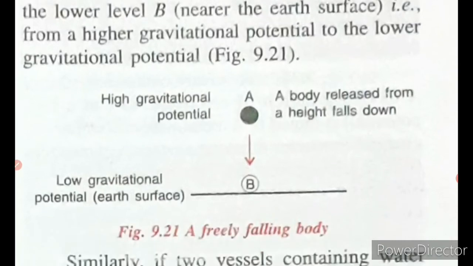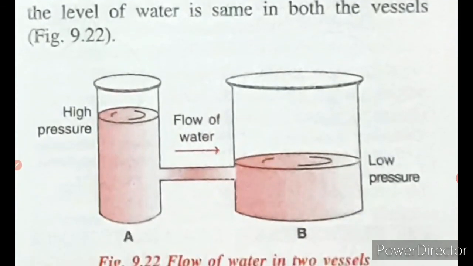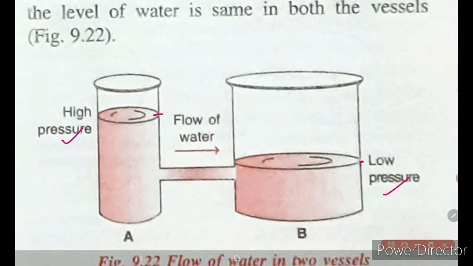to the ground. Similarly, if two vessels containing water, shown in the diagram, are connected in this fashion, and we allow the water to flow, then what will happen? The water always flows from a higher level to the lower level, or I can say higher pressure to the lower pressure, that is, high to low. In the previous case also it was high to low, right.